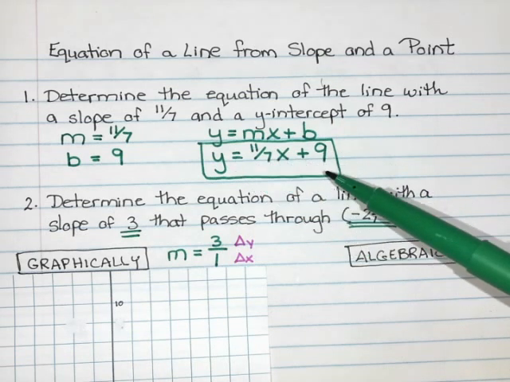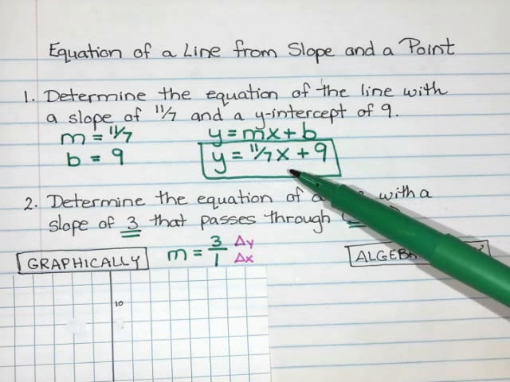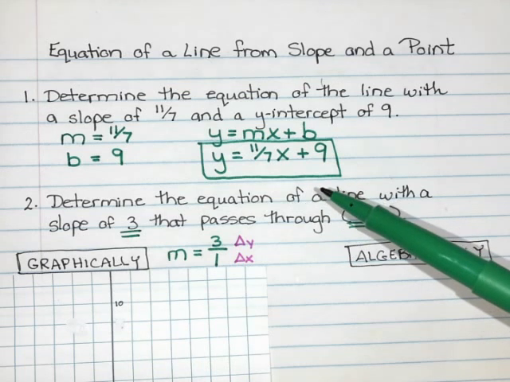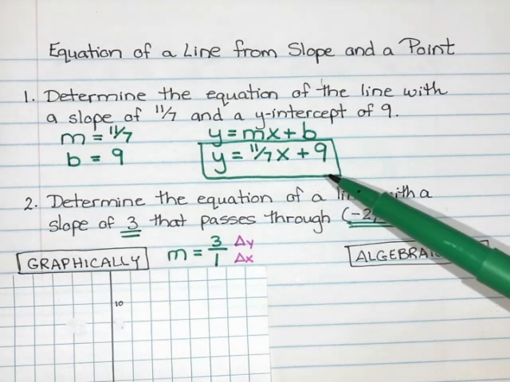So in your equation, you need to have variables. You want to have an x and a y. That's what allows us to calculate points on our line, which is kind of the whole point of having an equation.